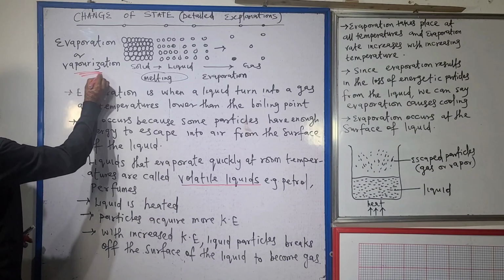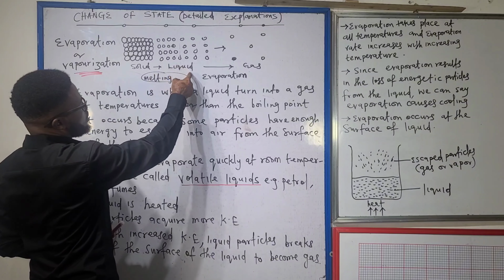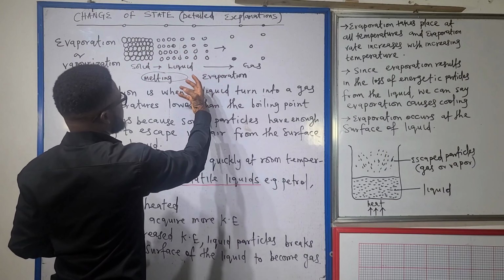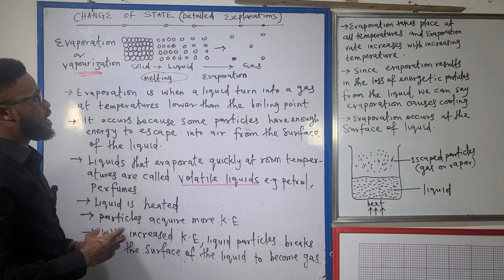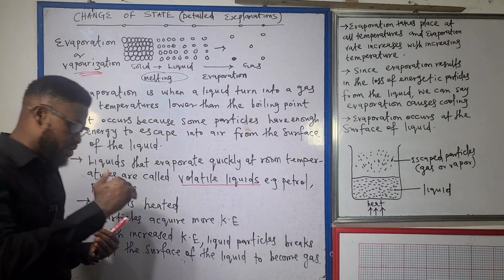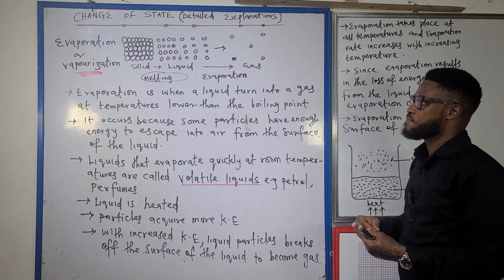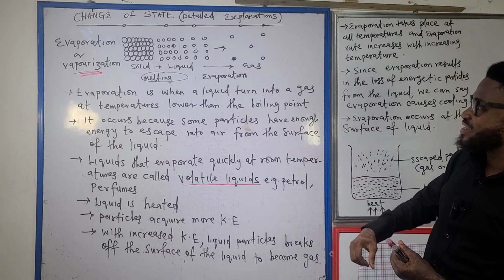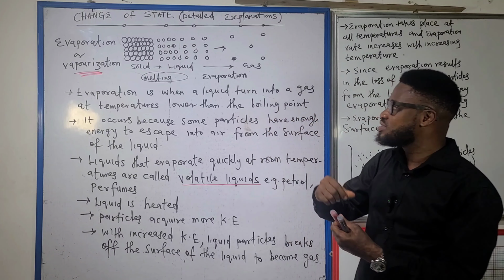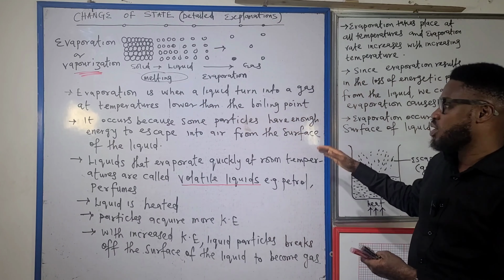Yes, moving on. Let's quickly talk about evaporation or vaporization. You see, during melting, the solid had become liquid. The particles are more spaced out now as they had acquired more kinetic energy. Now, evaporation happens when a liquid turns into gas at temperatures lower than the boiling point. Evaporation happens when a liquid has not yet attained its boiling point.